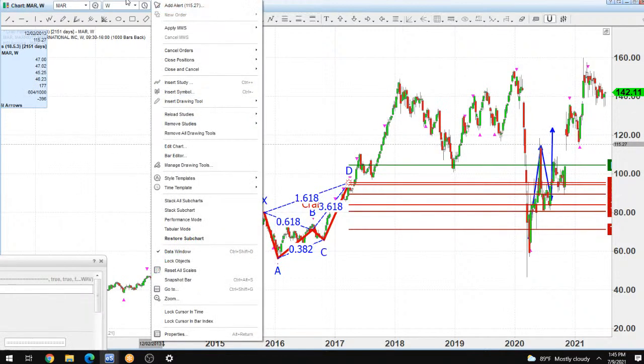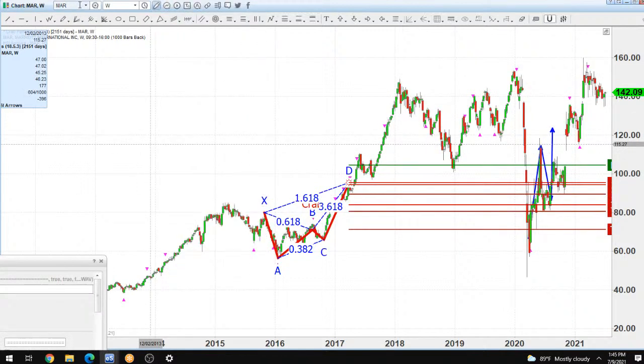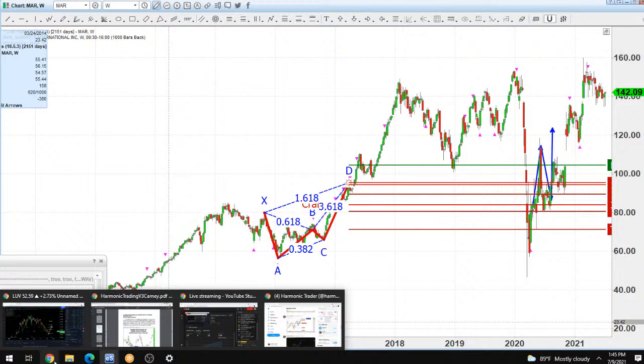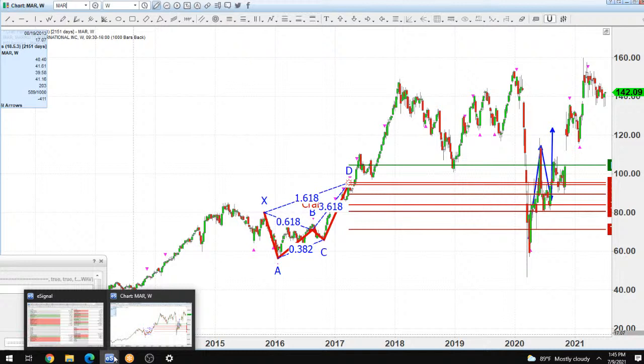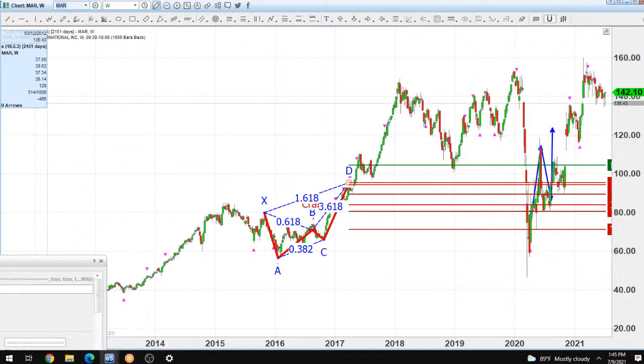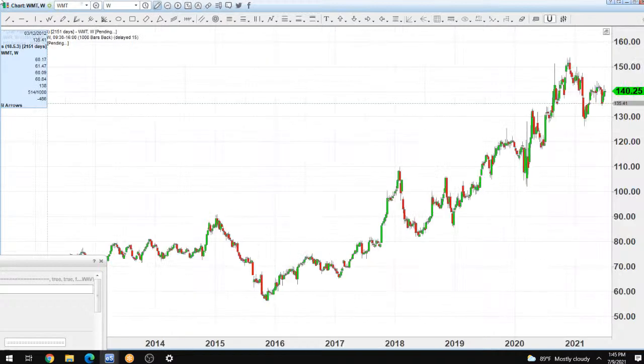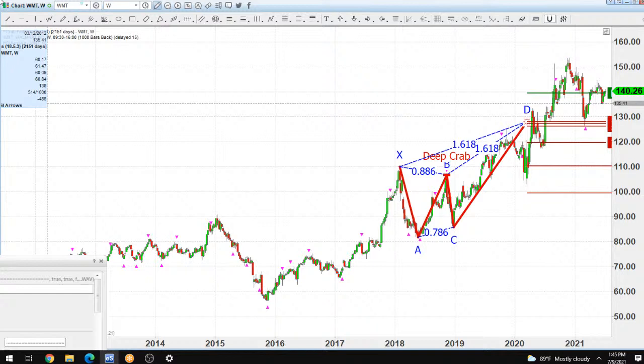And this is a question someone's asking: how do you use harmonic patterns for long-term investment decisions? I think it's a great question. Here's a couple of ways. One, you want to invest in a stock long term, like Walmart. How are we going to use harmonic patterns for something like that? Well, let's look at the framework. Let's look at where it is on a weekly or monthly time frame, and then break it down.